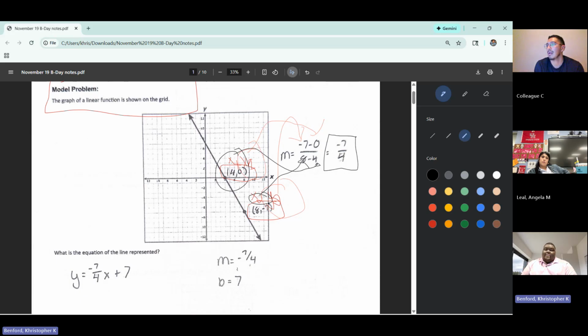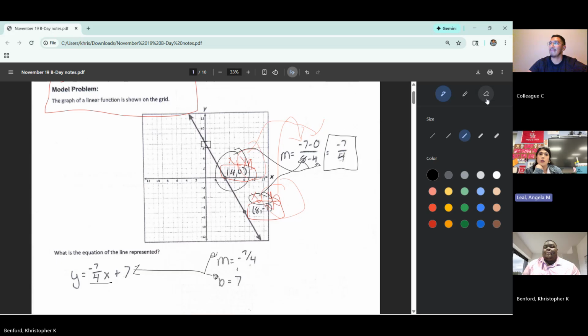And so this is -7/4, so we know what our slope is, and then we'll take the opportunity to find what the y-intercept is. So where our line crosses the y-axis, which is at 7. So they'll identify the slope, they'll identify the y-intercept, and they'll take both and plug it into our formula, which is also called the slope-intercept form.